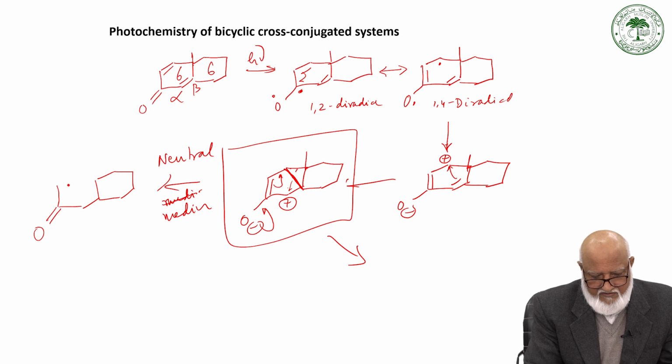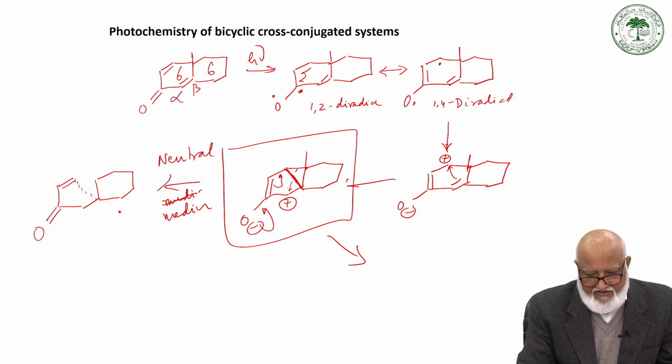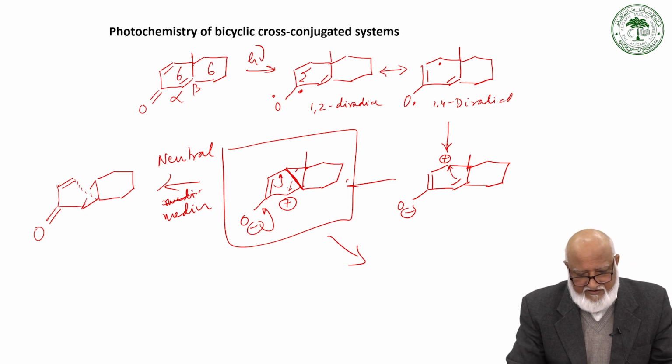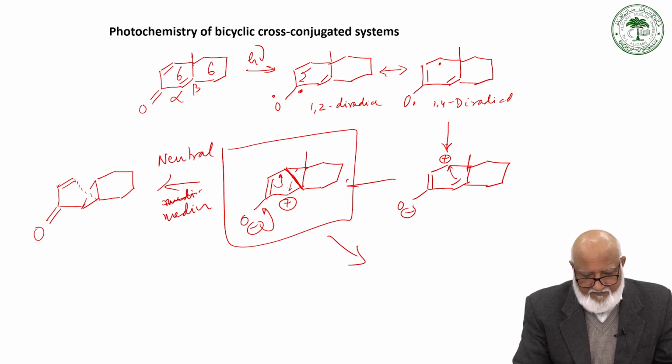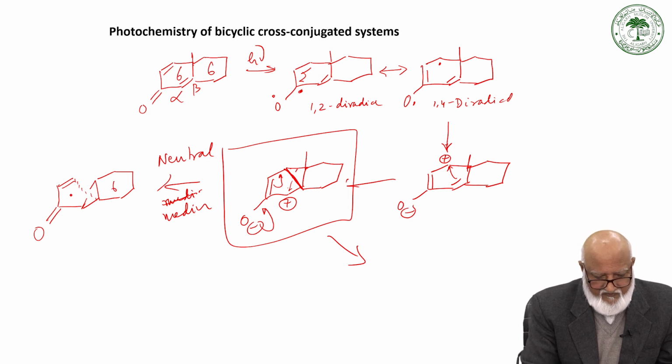Double bond is a shifting of this double bond. This is already there, and this is the new bond formed from this dotted line; it was already there. So the product which we get is a 6, 5, and 3.